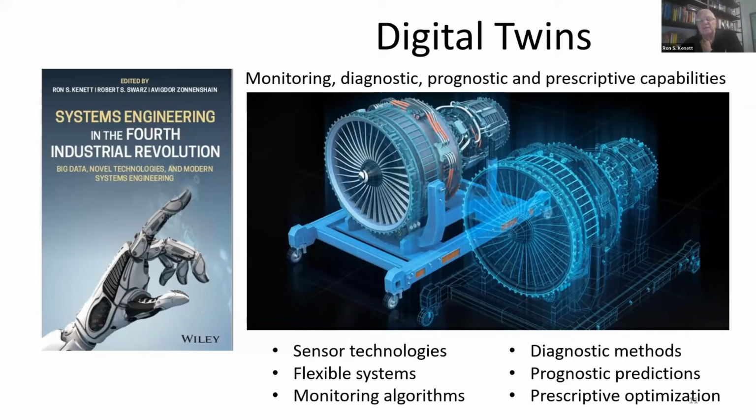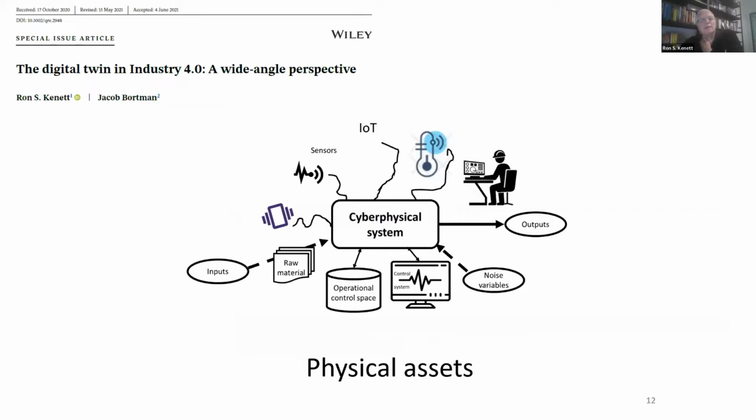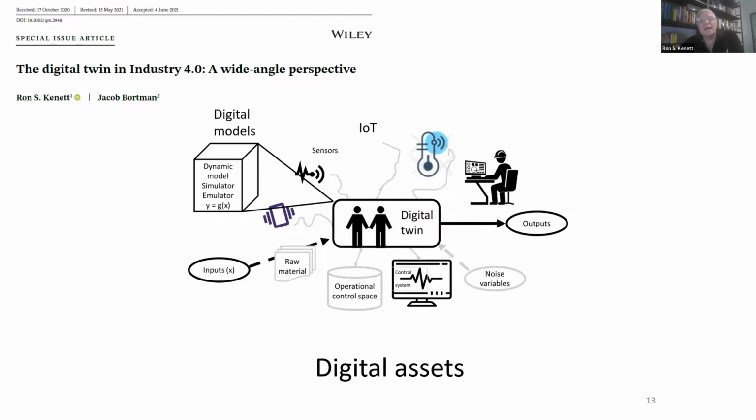So we have the physical systems. Here we talk about the cyber-physical system, the raw material that is the input to the system, that is used by the system, the measurement devices that are around the system. We have the outputs. These are all tangibles. These are the physical assets. And the digital assets, which is what happens on the digital space, which is where the digital twin comes up.